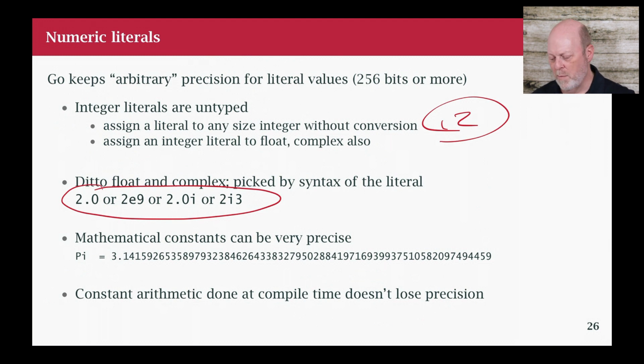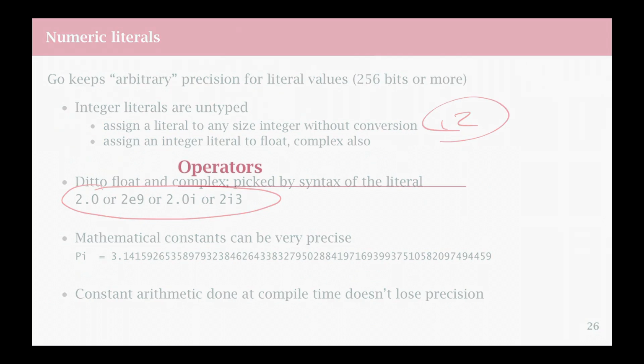All right. And the other thing I'll mention is all of this stuff involving numeric literals and numeric constants, Go does a very good job of keeping lots of precision at compile time. Typically 256 bits or more, which is way more precision than any variable you'll ever have in a running program. So it's pretty good at that.